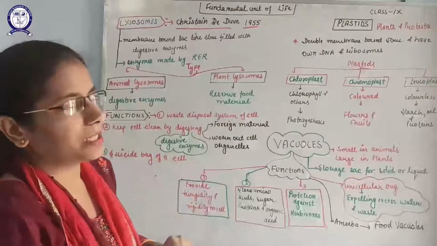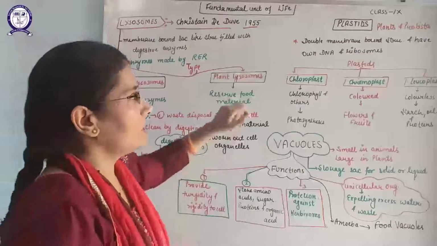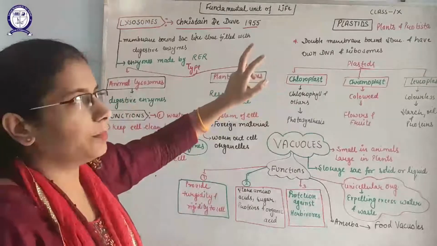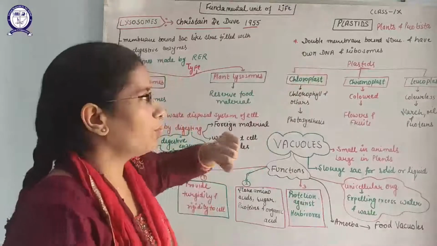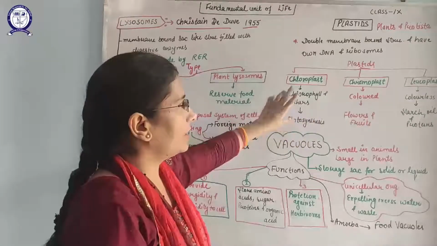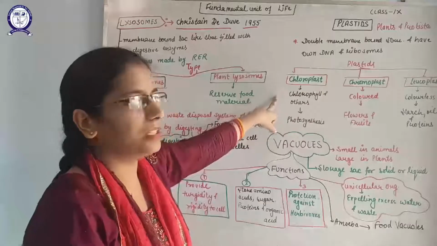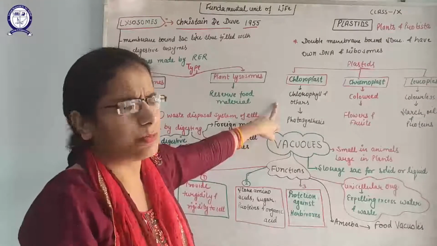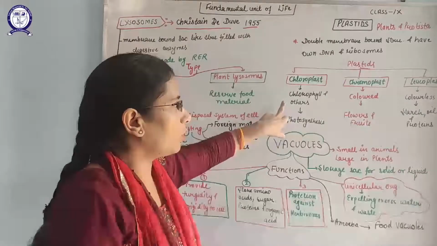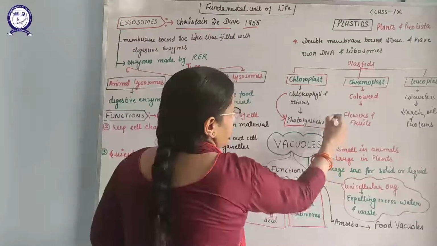Next are the plastids. Plastids are found in plants and some protozoans like Euglena. These are double membrane bound structures like the mitochondria, and these have their own DNA and ribosomes also. So plastids are divided into three categories: chloroplast, chromoplast and leucoplast. Chloroplasts are green in color because they have the pigment chlorophyll and some other accessory pigments also. And this chlorophyll pigment helps in the process of photosynthesis.